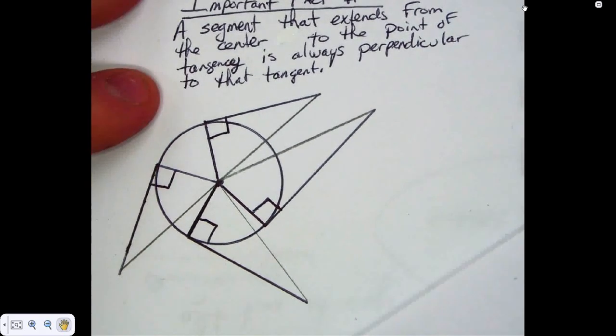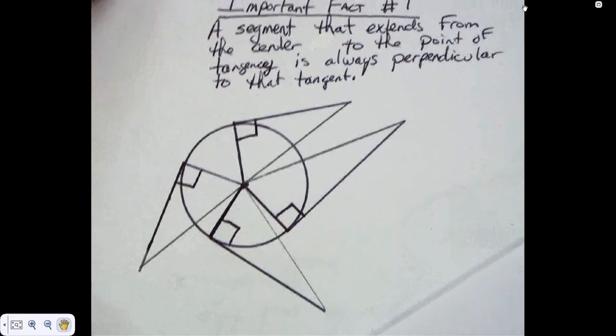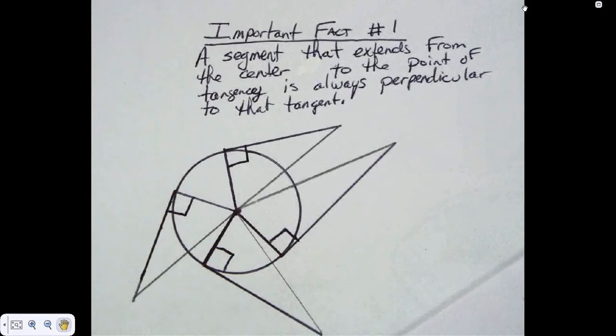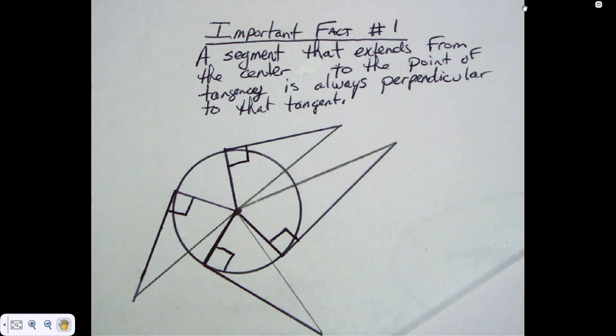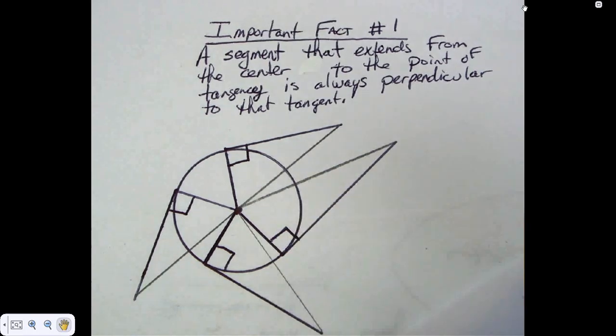Now, so this is important fact number 1. Is everybody okay with this important fact? So when you see something going from the center to the point of tangency, you know it's going to create a right angle. Again, when it goes from the center to the point of tangency, it's going to create a right angle. And then if you connect it to there, you'll have some right triangles to play with. Okay?